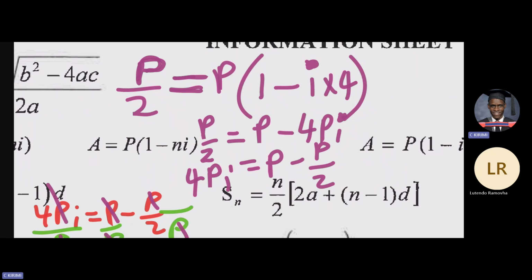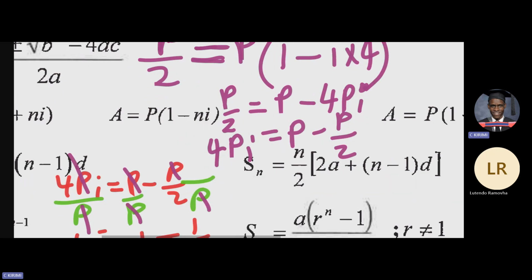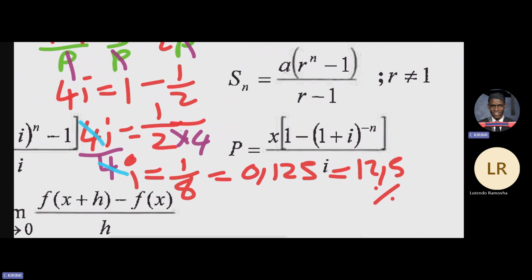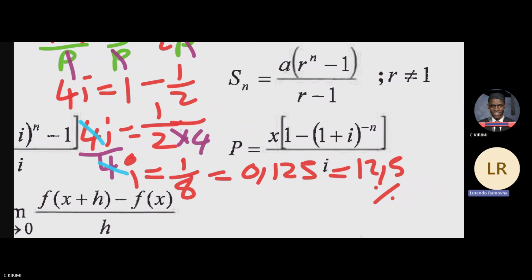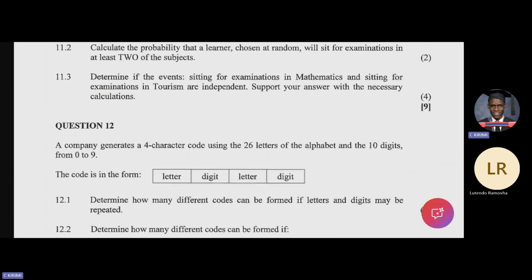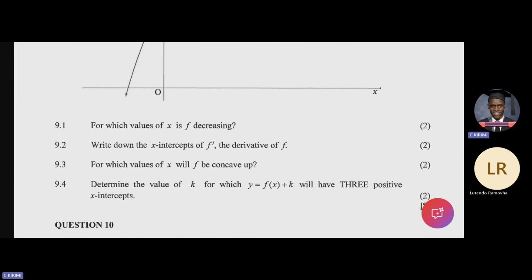Then from there, you form your equation. P over 2 is equals to P bracket 1 minus I times 4. Then from there, you do your equation P over 2. Now we are simplifying until you arrive to where we are here. So you've seen that even if you don't know how much was the amount of the principal, still, you can calculate the what? The interest rate. Yes. Okay. So that is 12,5%. So that is our number 7.